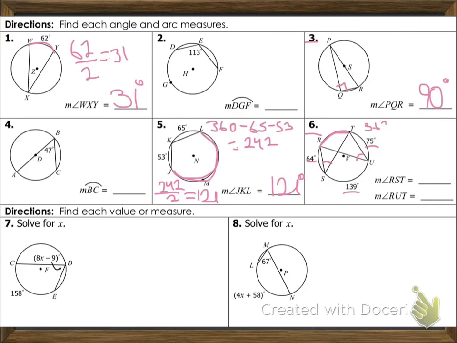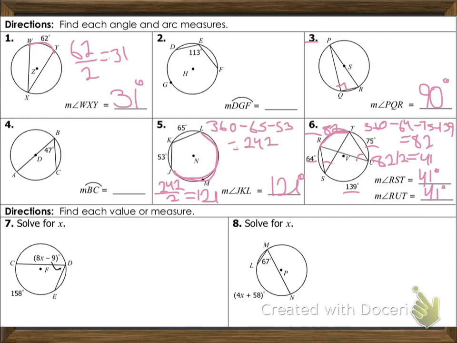If I do 360 minus 64 minus 75 minus 139, that's going to end up being 82. So that means the measure of the arc is 82. I just need to take that arc, divide it by 2, and that'll tell me what my angle is. So we're going to have 82 divided by 2, and you get 41. And remember, since the arcs are overlapping, you know that the angle measures will be the same. So this will be 41, and that's going to be 41.